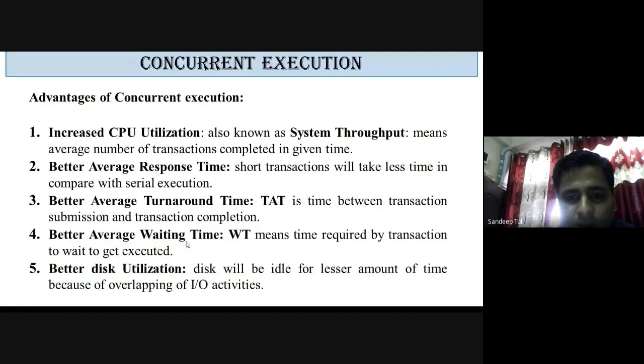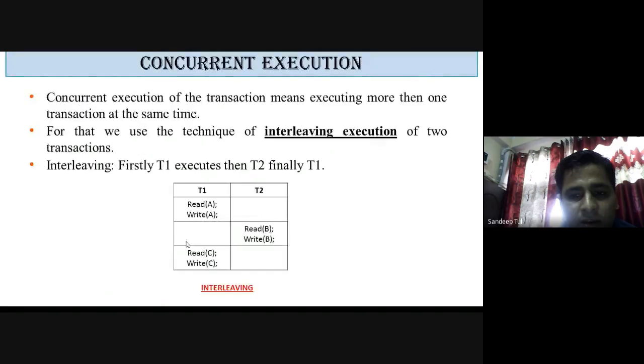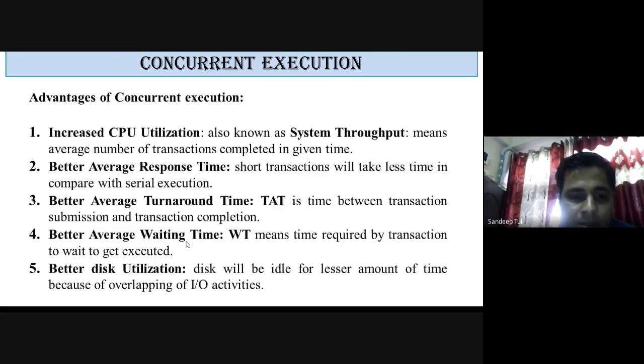CPU utilization is also known as system throughput. System throughput means the average number of the transactions completed in a given time. Suppose I am trying to execute T1 and T2 serially, now please listen carefully. Serially means T1 firstly executes completely, then T2, or vice versa. It means T2 will execute completely and then T1. So if I am trying to execute T1 and T2 serially, or on the other hand someone is trying to execute T1 and T2 concurrently, what happens in the concurrent execution is that it increases the CPU utilization.